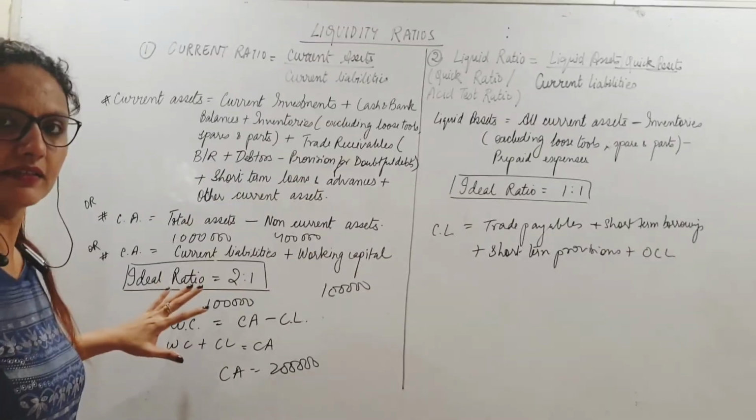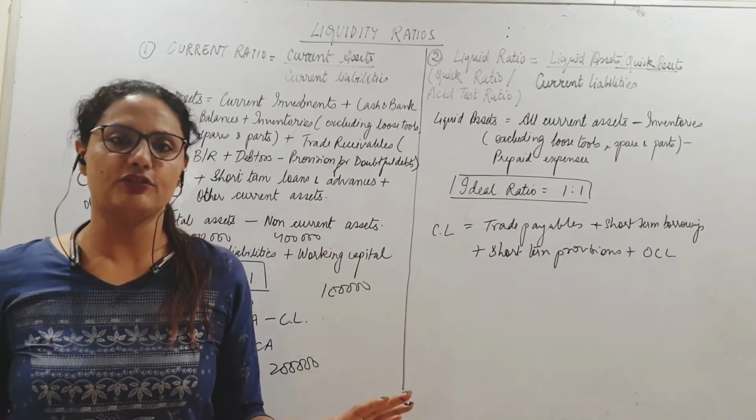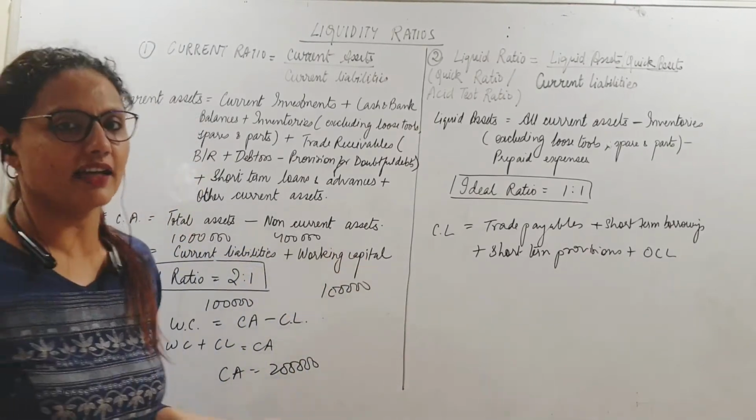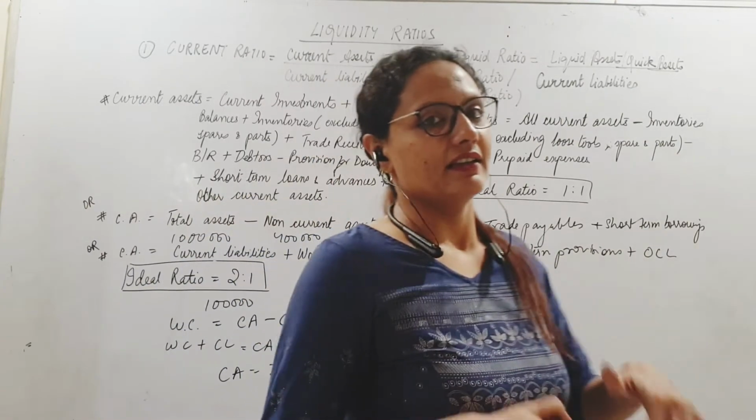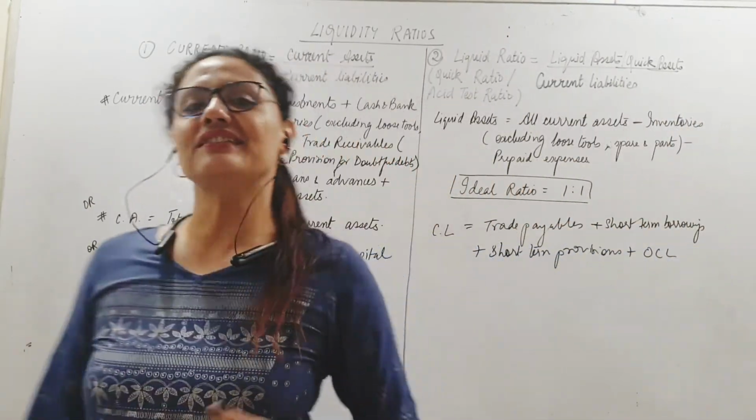If you know this, then there is no issue, no problem in finding current ratio. And it is so easy to learn. Current ratio is equal to current assets by current liabilities. Done? Yes. Now coming to the other ratio.